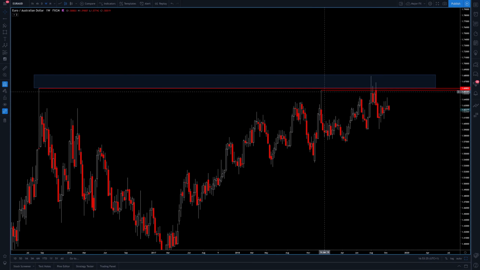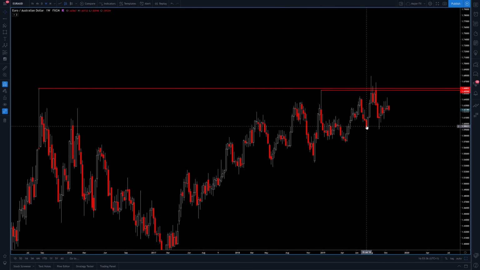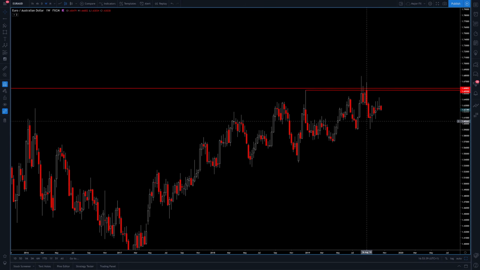You've taken out liquidity from above this high and above this high, two big weekly levels, and you've closed back down below. So that's why it's so important, because of the whole idea of liquidity and the fact that it's been taken out for a possible move to the downside.